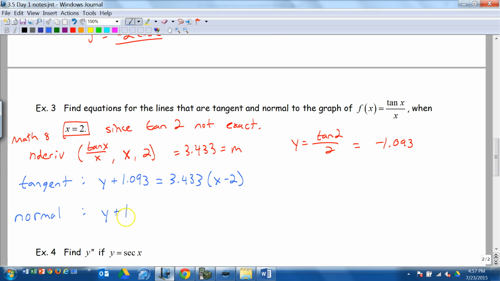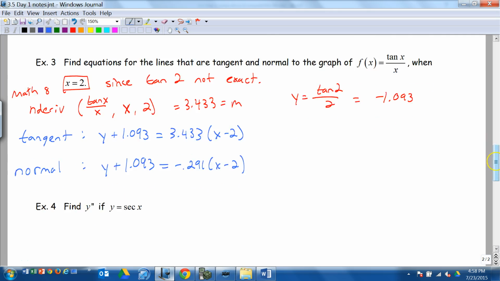Is y, and the point's the same. The slope becomes negative 0.291 times x minus 2. Okay, so again, just something to practice. You could do this by hand and then plug it in, but for this I wanted to actually show the calculator for once, because we'll do a lot more of these later.